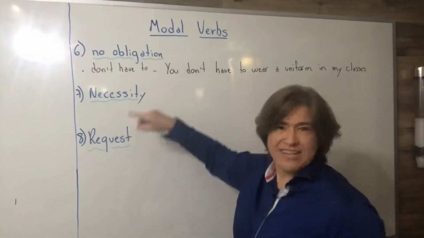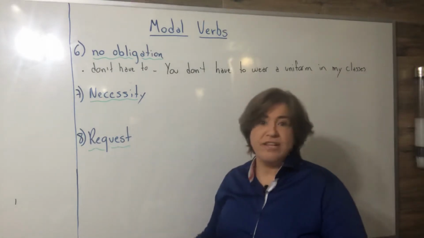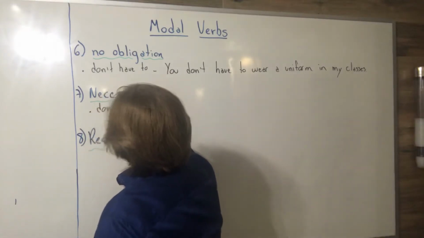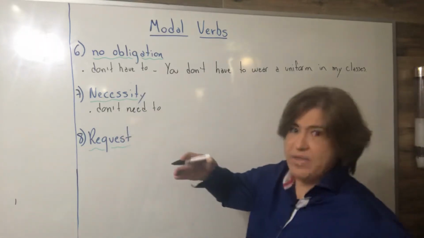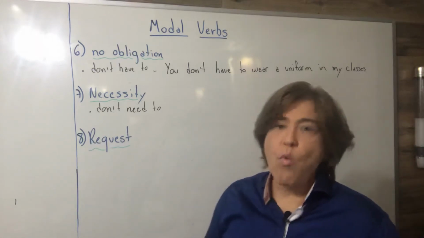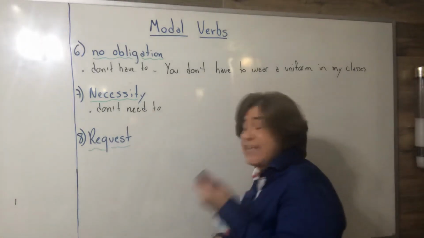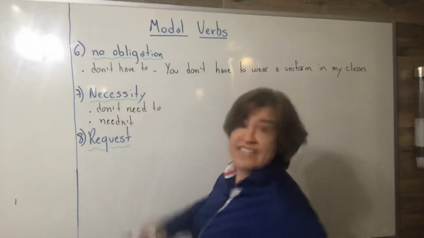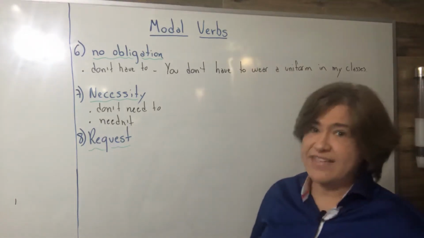Together with no obligation comes necessity. They are pretty much the same, because when you say you don't have to, automatically you are saying don't need to. So they are kind of similar, right? You can say don't need to, didn't need to, won't need to, doesn't need to, all the possibilities. You can even say, students, look at this. How awesome is that? Needn't. Because need is considered a modal verb, so you can put it in negative form, okay?